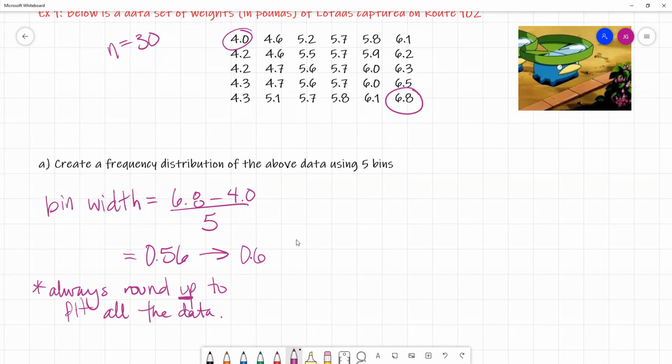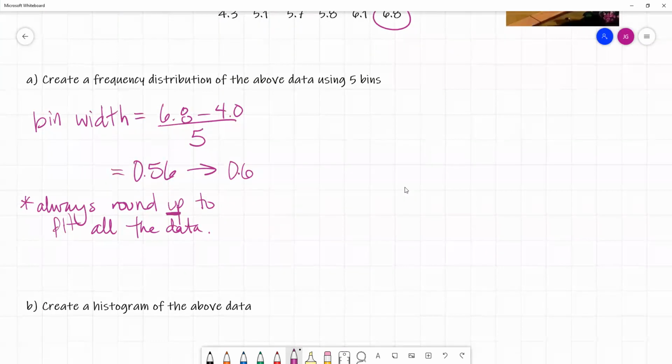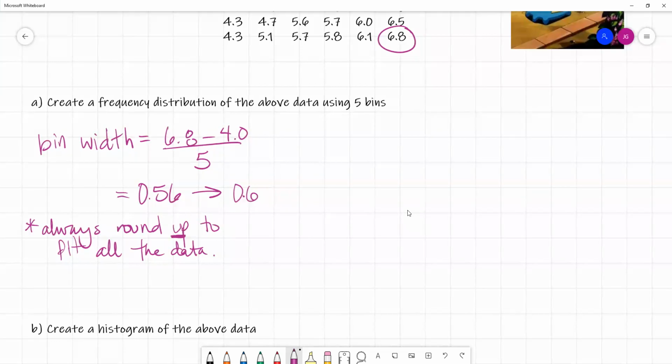Okay, and so now that I have my bin width, I can make my frequency distribution. I'm going to make a table like we have in the past. One side is going to be the bins, and here I have 5, so I'm going to want enough space for 5. Okay, so my bins are over here, and here's how I'm going to write the bins down. The notation is going to look a little funky, but just stay with me here.